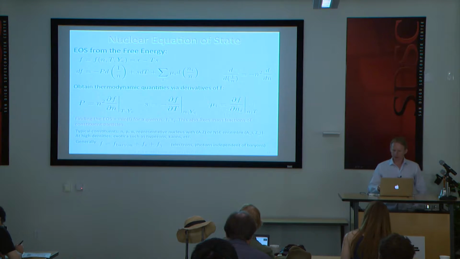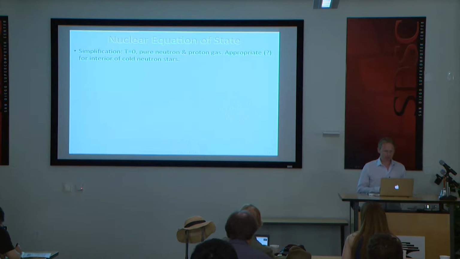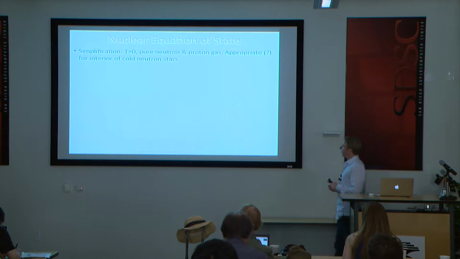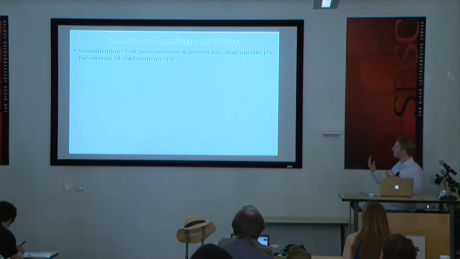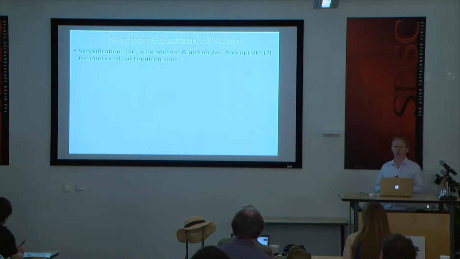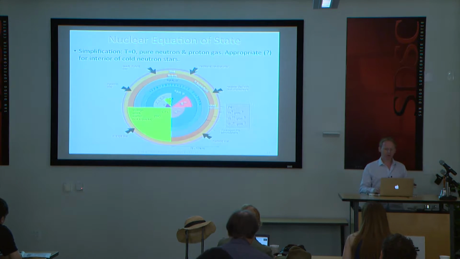Okay. So this is all very nice, but it doesn't really tell us anything about the equation of state yet. So let's make a simplification. Say the temperature is 0, and we have a gas of pure neutrons and pure protons, which we might think might be appropriate for the interior of cold neutron stars. In some models, it is.